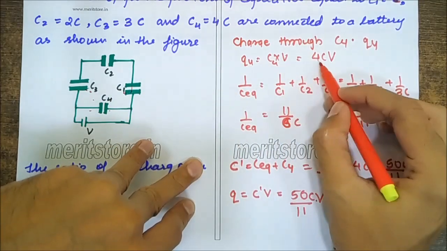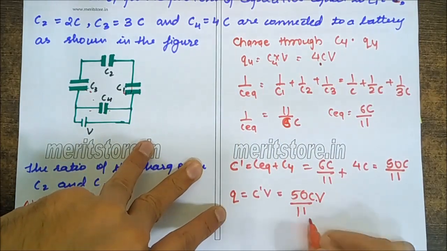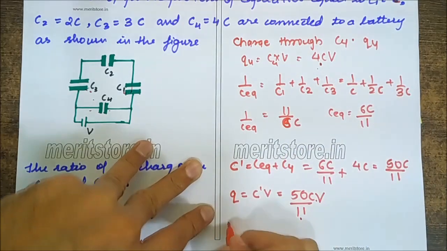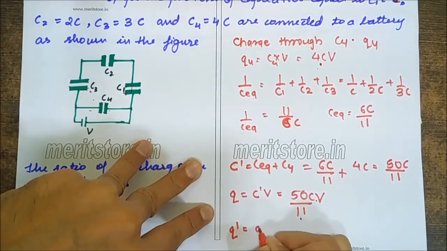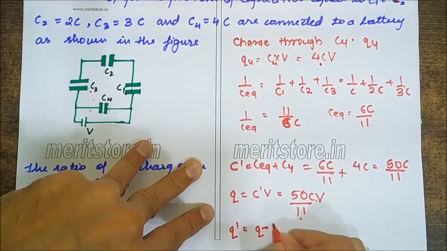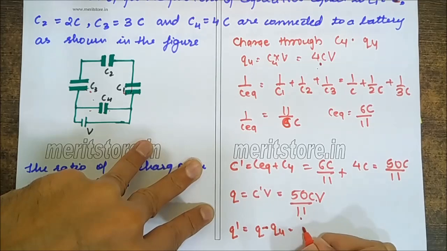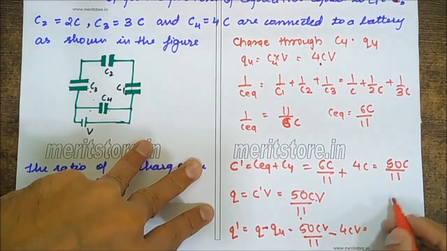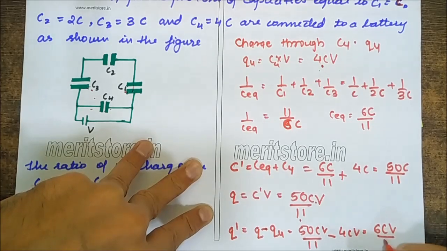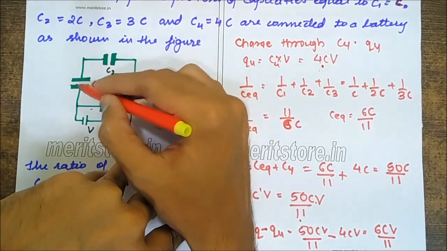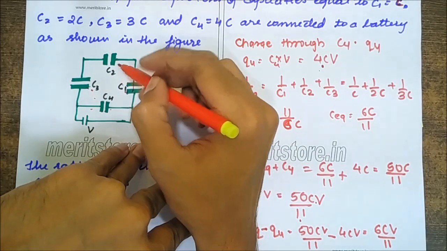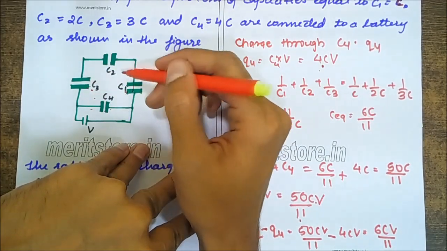The total charge across C4 is 4 CV. So 50 CV upon 11 minus 4 CV. Let the total charge be Q dash, which is Q minus Q4. So that is 50 CV upon 11 minus 4 CV, which equals 6 CV upon 11. This is the amount of charge flowing through C1, C2, C3. As all of them are in series combination, the charge flowing through all of them will be the same.